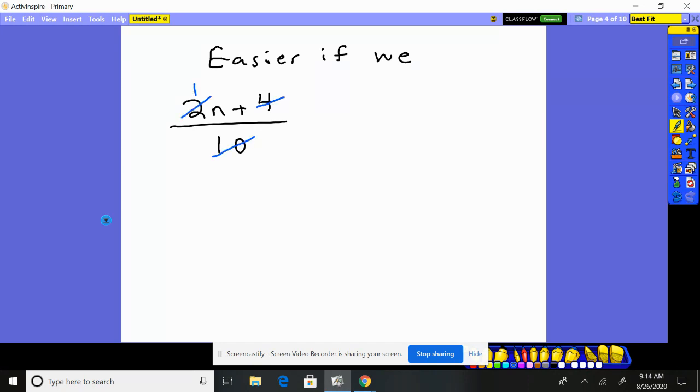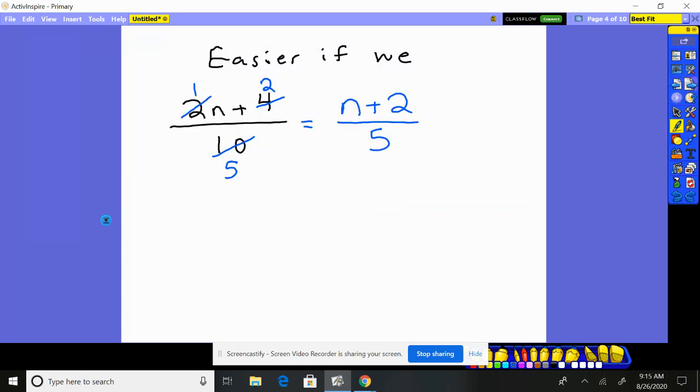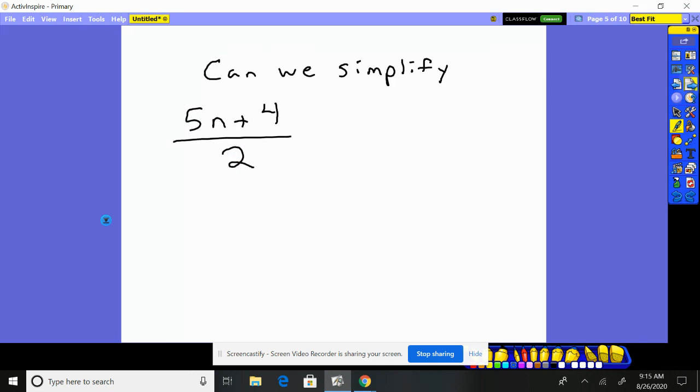2 divided by 2 is 1. 10 divided by 2 is 5. 4 divided by 2 is 2. And then we can see that we end up with 1n, which is n, plus a 2 all over 5, which you'll notice is the same answer we ended up with right here. This is a little simpler to do. And that's the way we'll probably tackle the problems.